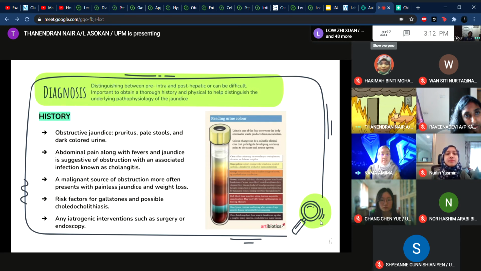So risk factors for gallstones and possible cholelithiasis are important to obtain. So these include obesity, female gender, and age more than 40 years old. So any iatrogenic intervention such as surgery or endoscopy is critical to obtain, because as I mentioned earlier, iatrogenic factors are also one of the causes that can cause post-hepatic jaundice. Now moving on.